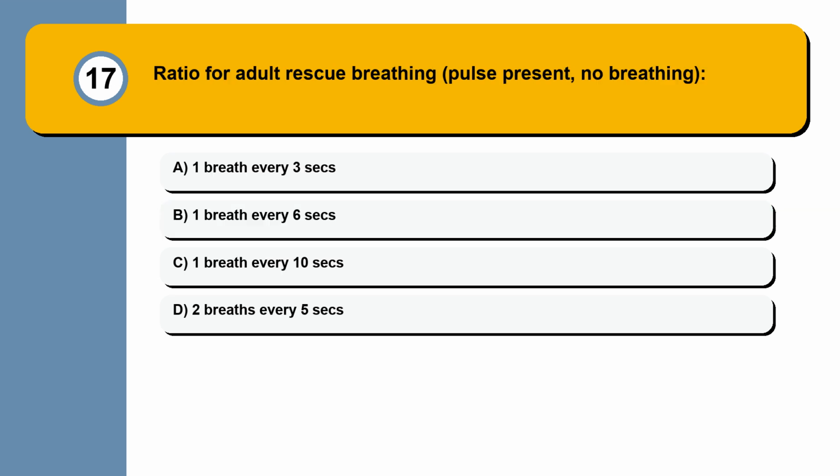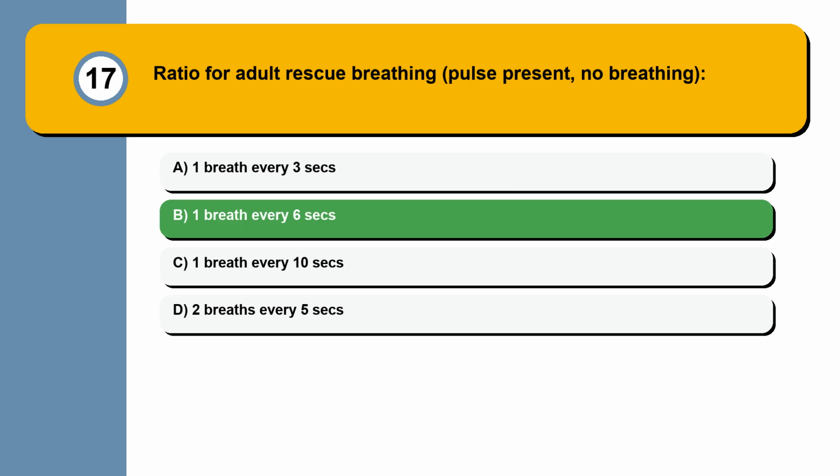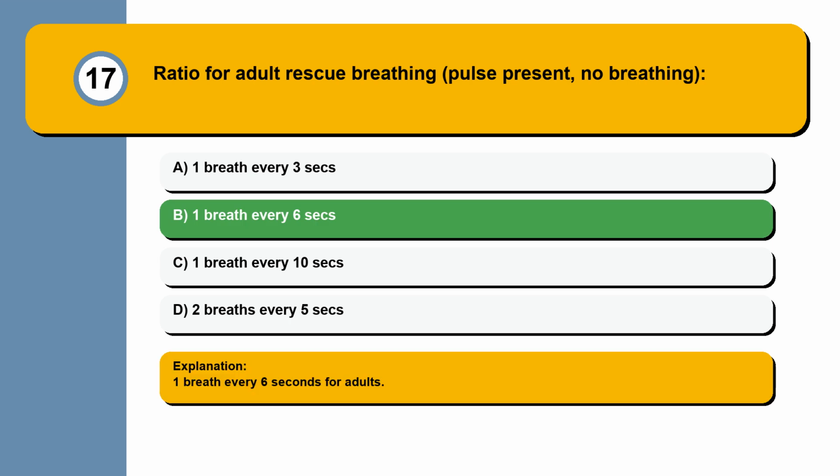Question 17. Ratio for adult rescue breathing, pulse present, no breathing: 1 breath every 3 seconds, 1 breath every 6 seconds, 1 breath every 10 seconds, 2 breaths every 5 seconds. 1 breath every 6 seconds for adults.